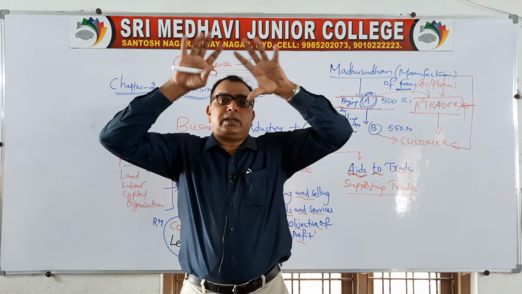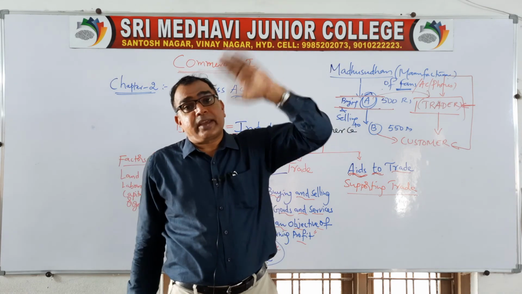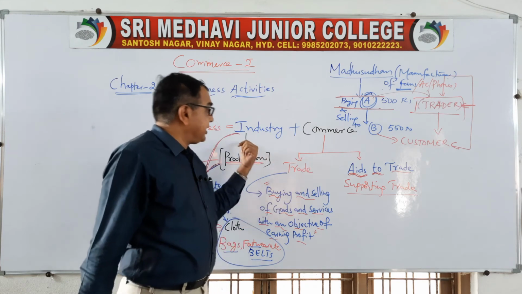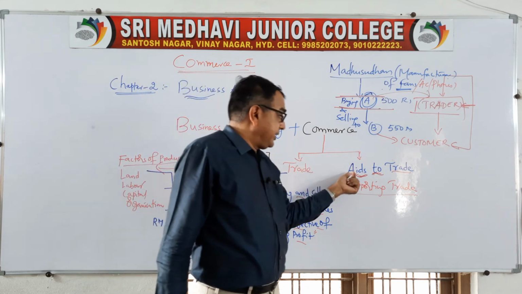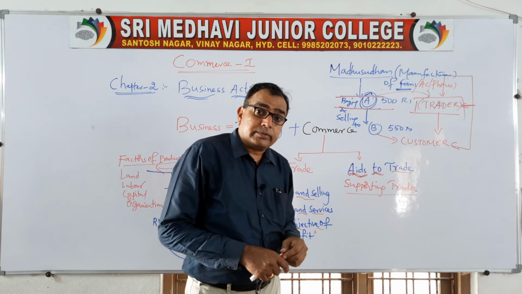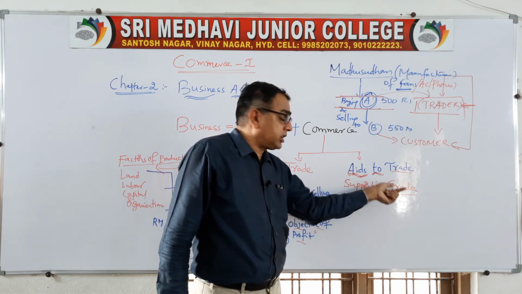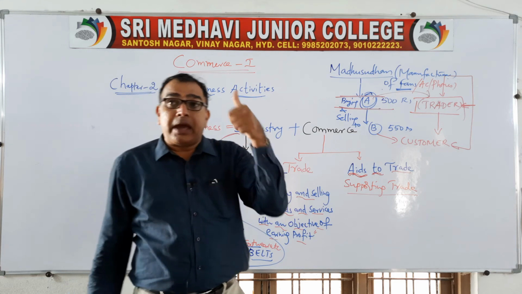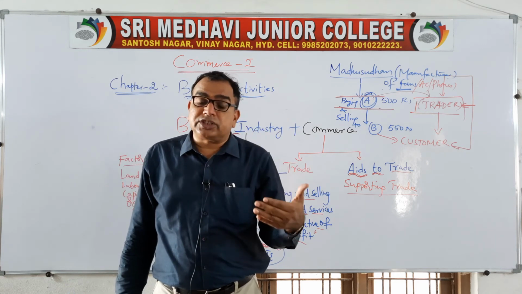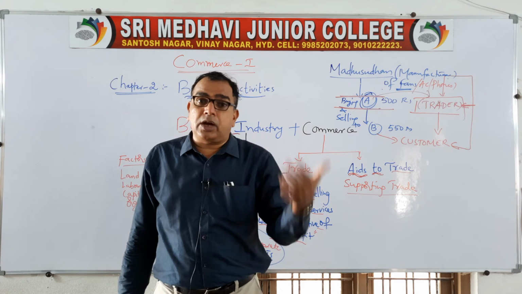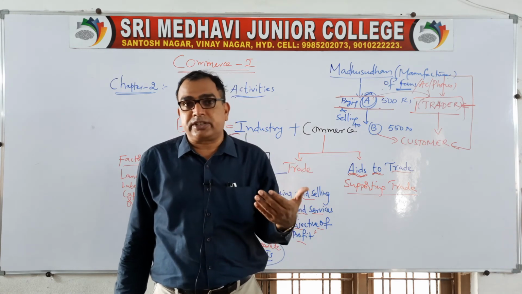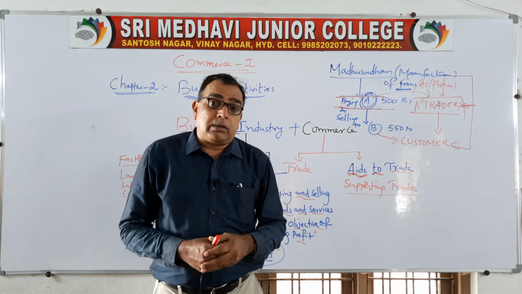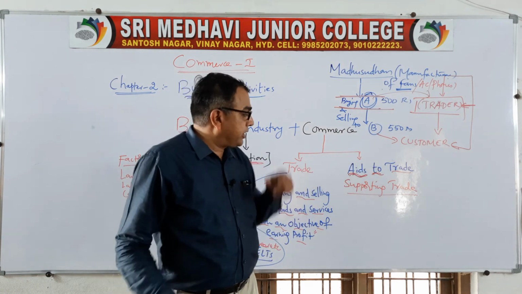So there are so many indirect, hidden organizations which support our trade and industry. They are called aids to trade. The activities which support the trade are called aids to trade. So in that we find banking, transportation, insurance, warehousing, advertisement, etc. When we go to that topic, we will discuss in detail about those activities of aids to trade.